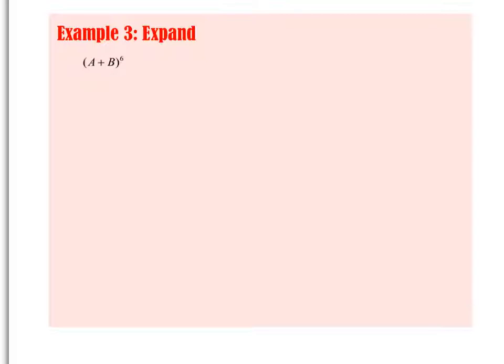So here we have A plus B to the 6th. So we're going to need the 6th row of Pascal's triangle. The 6th row of Pascal's triangle goes 1, 6, 15, 20, and then back down 15, 6, 1.